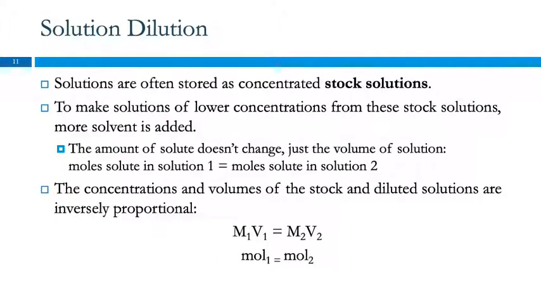So just like with frozen concentrated orange juice, we often store chemical solutions in a more concentrated form than we are going to use them in, because it takes up less space, and then we can make lots of different concentrations from them. These are called stock solutions. We keep them in stock and we store them in the stock room. So when we want to make a new solution from this, it has to be a solution of lower concentration. What we're going to do is take some of the stock solution and then add more solvent.